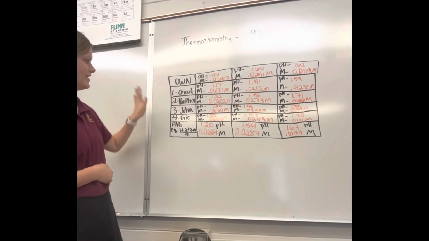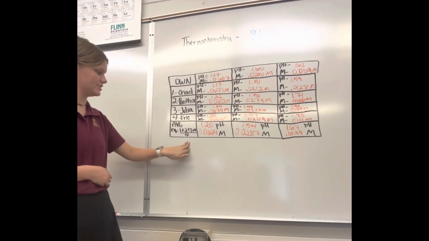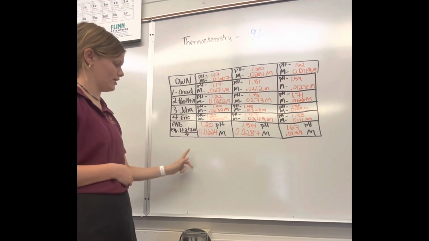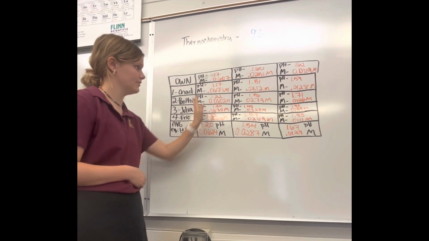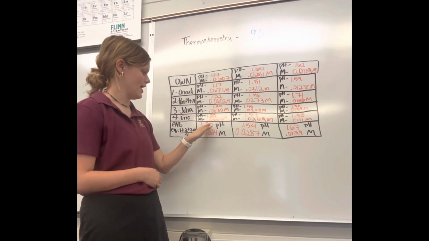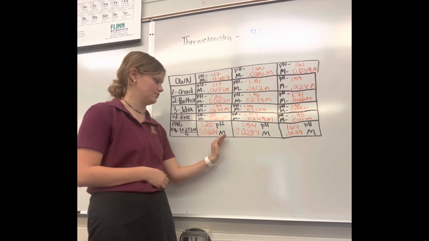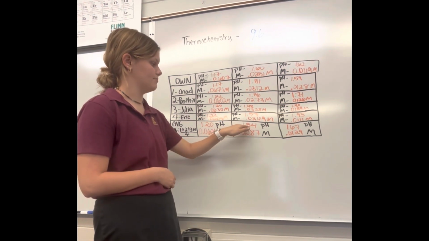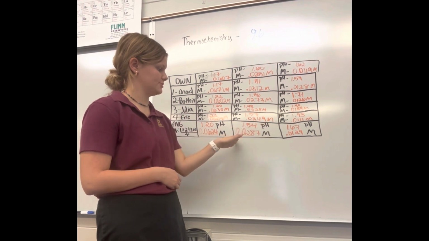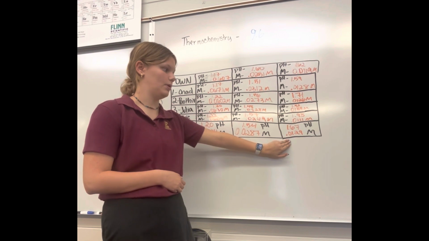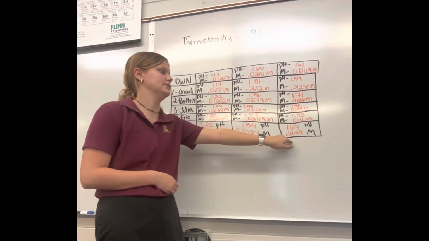This is our own data and 4 other groups, and we have the averages on the bottom. To take the averages, we added our own and 4 others and then divided by 5. Our averages for A was 1.20 pH and 0.0624 molarity. Our average for B is 1.54 pH, 0.0287 molarity, and our average for C is 1.67 pH and 0.0129 molarity.